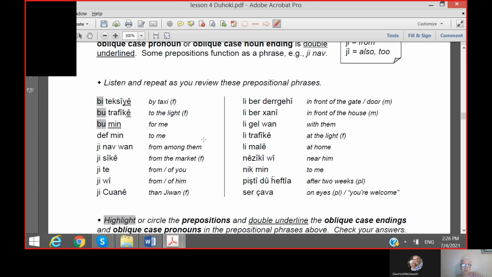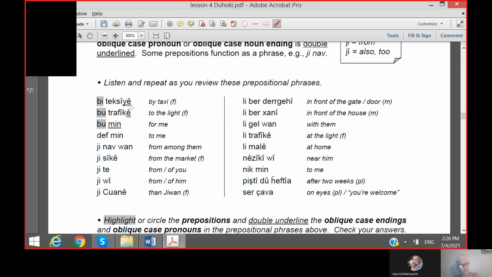This is probably recorded in your audio recordings, but I'll just go over some of these here. So if you want to say, for example, we're going by taxi, then you could say taxi. And this is your oblique case ending. See how it's double underlined? And if you're telling the taxi driver to go to the light, then you would say butrafike. And here is your ending, your oblique case ending.